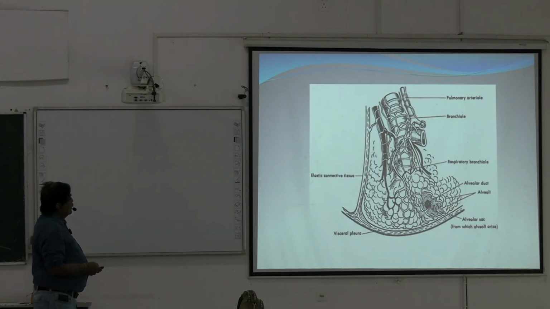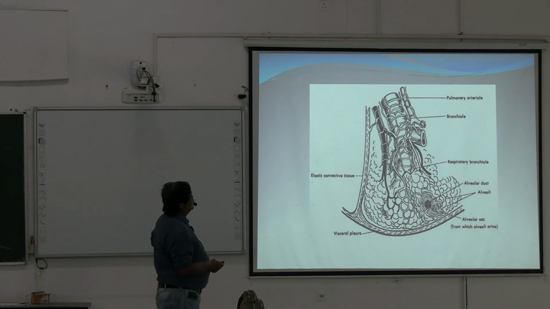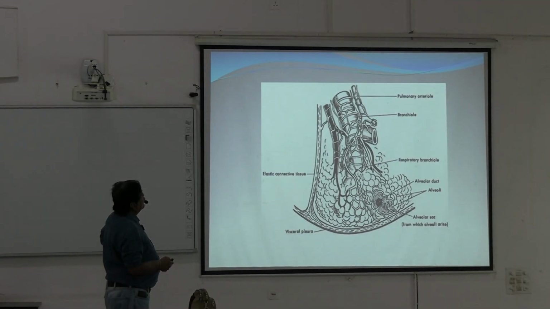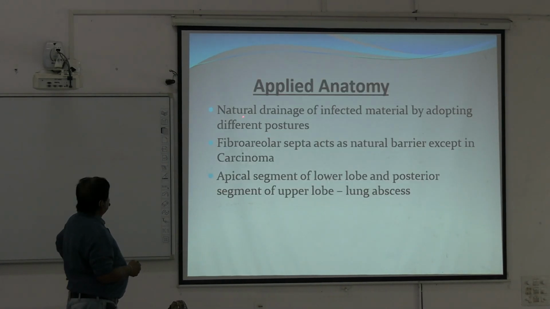This is the respiratory bronchiole and the trachea and the pulmonary arterial. This is the alveolar duct, alveoli, alveolar sac, pleura. Now, natural drainage of infected material by adopting different postures. Fibroareolar septa act as a natural barrier except in carcinoma, apical segment of lower lobe and posterior segment of upper lobe lung abscess.